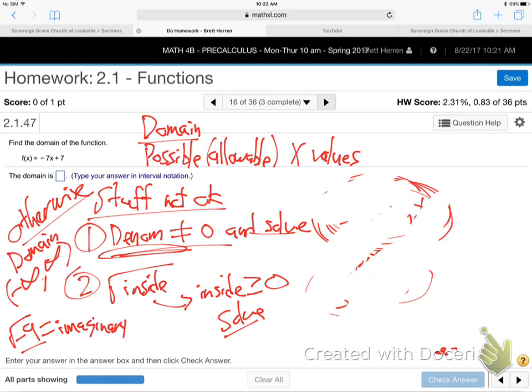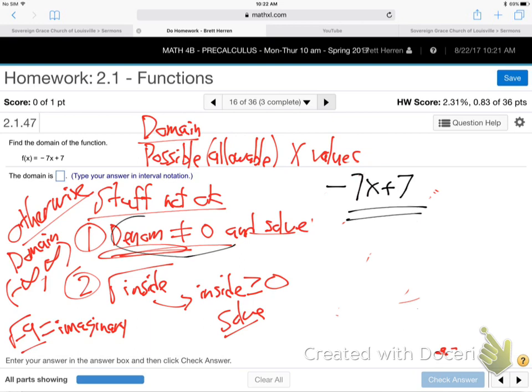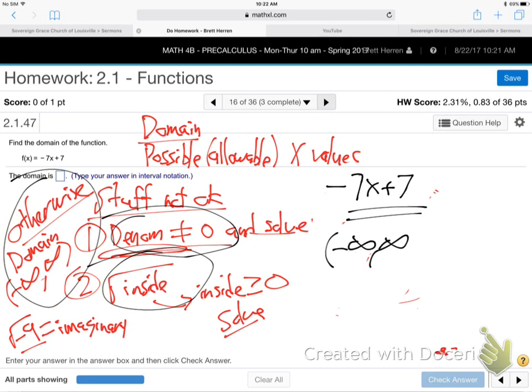So let's look at this function right here. I've got a little room over here. What's our function? It is negative 7x plus 7. So does that have any domain problems? Any denominators? No, it's got no denominator problems. Does it have any square roots? No. So it's otherwise everything. You can plug anything you want into that function. Any number is fine. It's got no problem areas. Domain is all reals, negative infinity to positive infinity. Is that good?